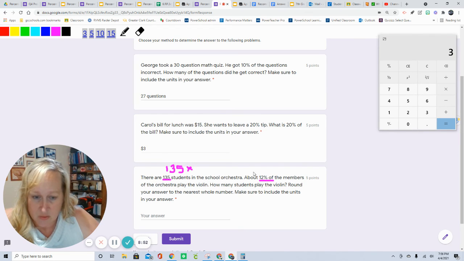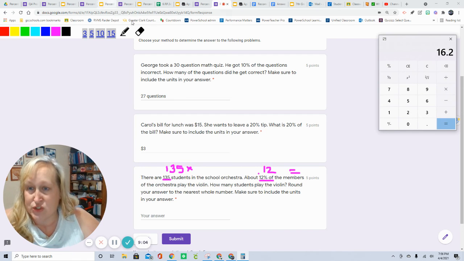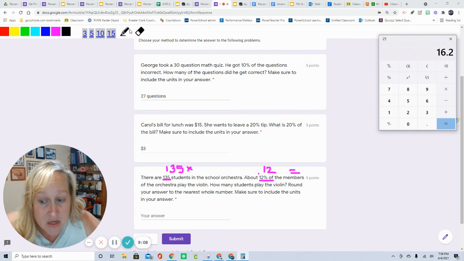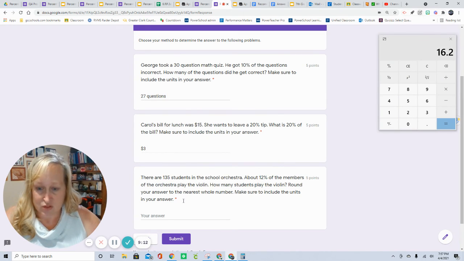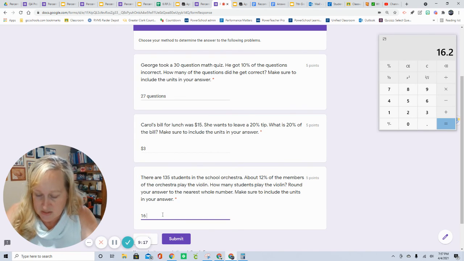12%. So 12% is 0.12. So 135 times 0.12 equals 16.2. Well, again, can I have a 0.2 of a person? No. So 16 will be the answer. 16 students.